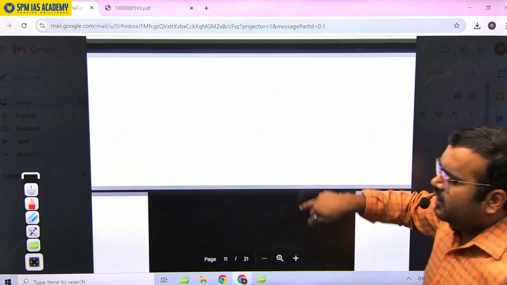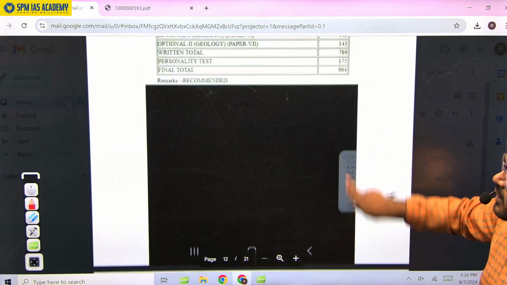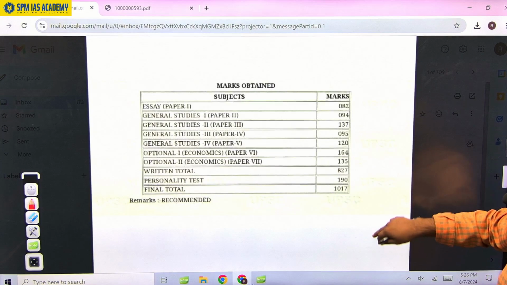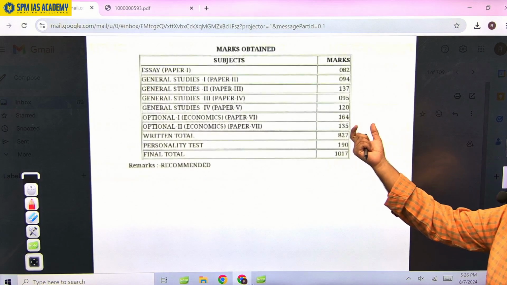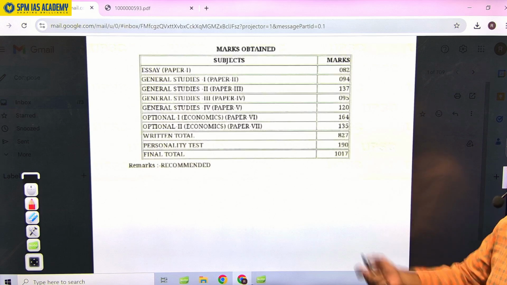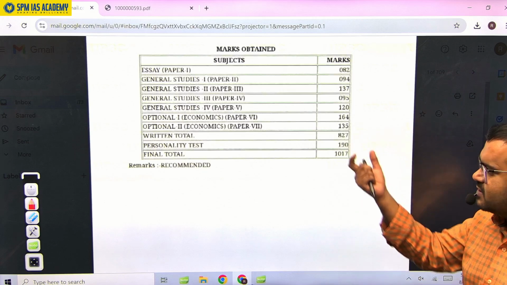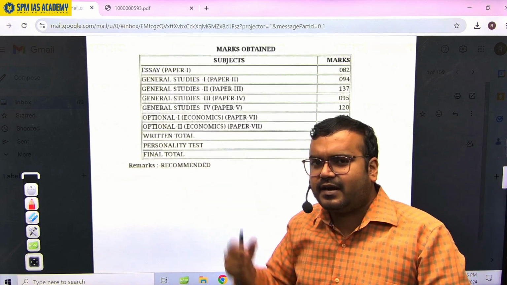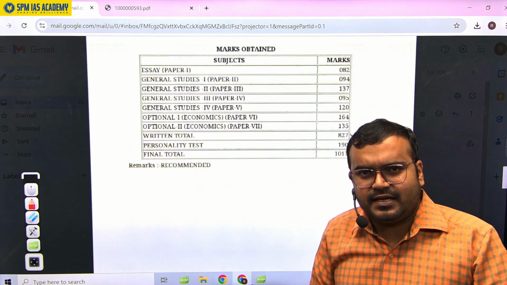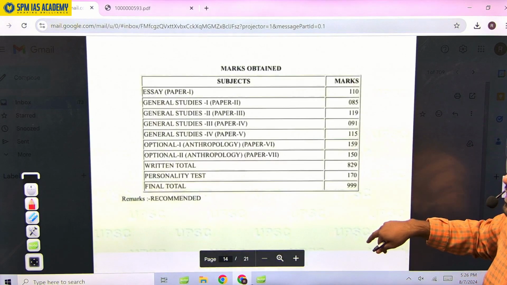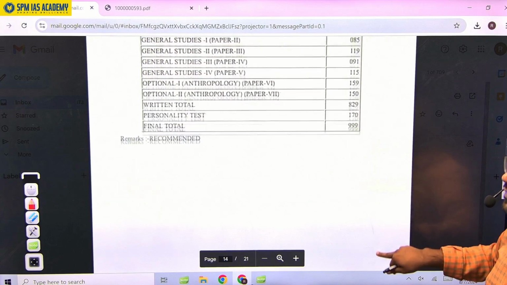So that's where you have to choose, right? Again, geology, we have seen that. Economics has done very well. A student was able to manage and score 164 marks in paper 1 and then around 135 in paper 2. So again, this was a very good enough score for that candidate to get into IAS, right? So keep this in mind that no optional is bad or, for that matter, very good also.